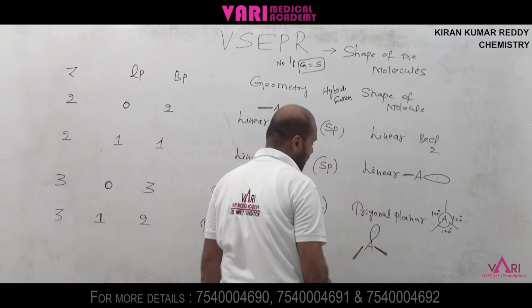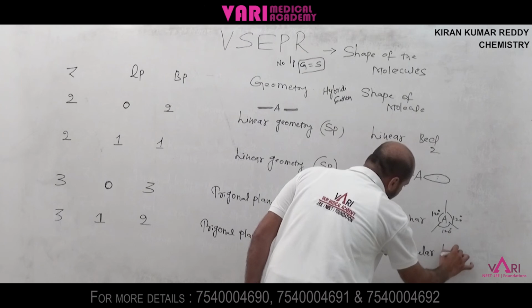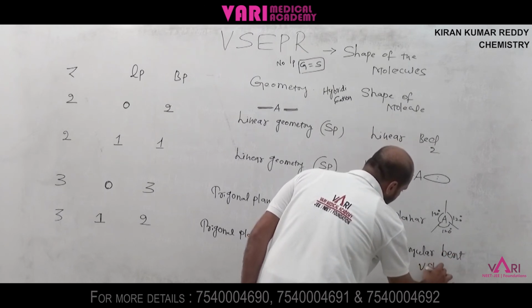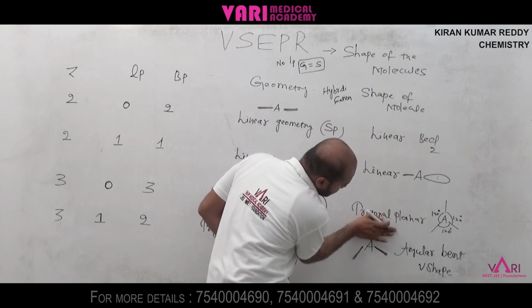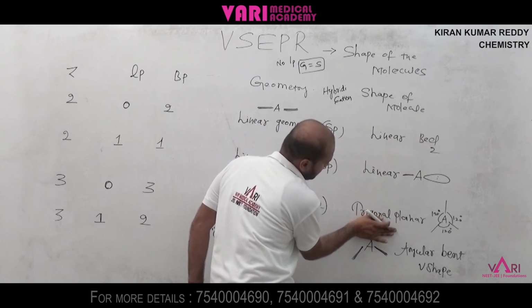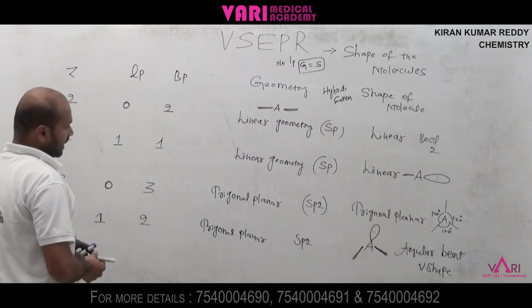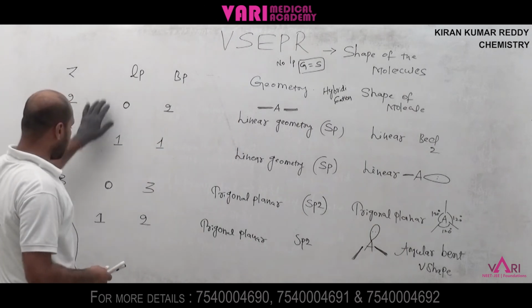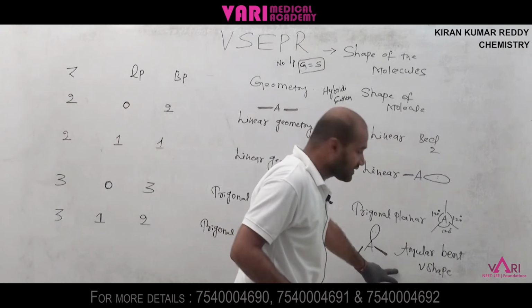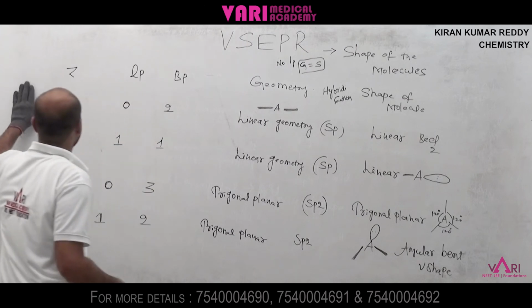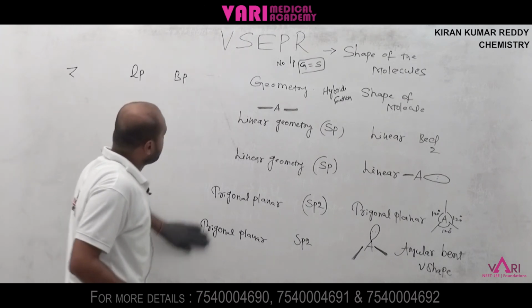What is the shape? This one, angular shape, also called bent or V shape. If you see it like this, it is the bent, V shape or angular shape. Next one, trigonal planar, one lone pair, two bond pairs: the geometry is trigonal planar, but the shape is angular and V shape.